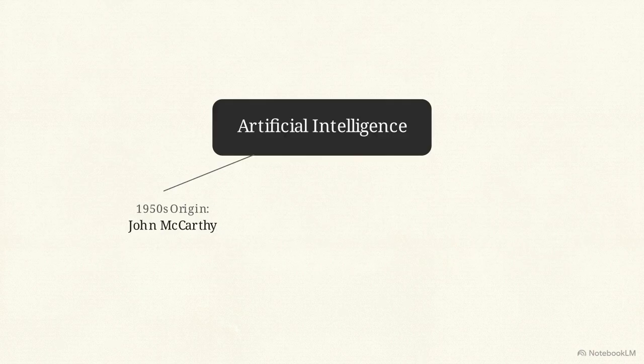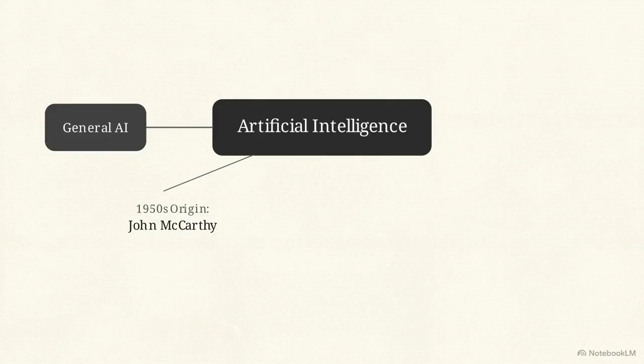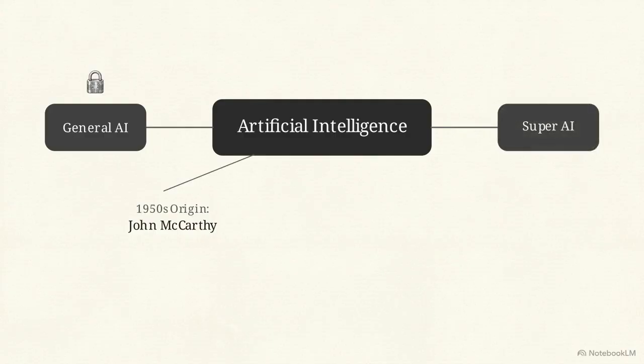From that center, we can draw our first branch, General AI. This would be a machine that is as adaptable as a human being. Currently, this does not exist. Our second branch is Super AI, the kind of intelligence that surpasses humans entirely. This is a popular theme in movies, but in our world, it remains purely hypothetical.